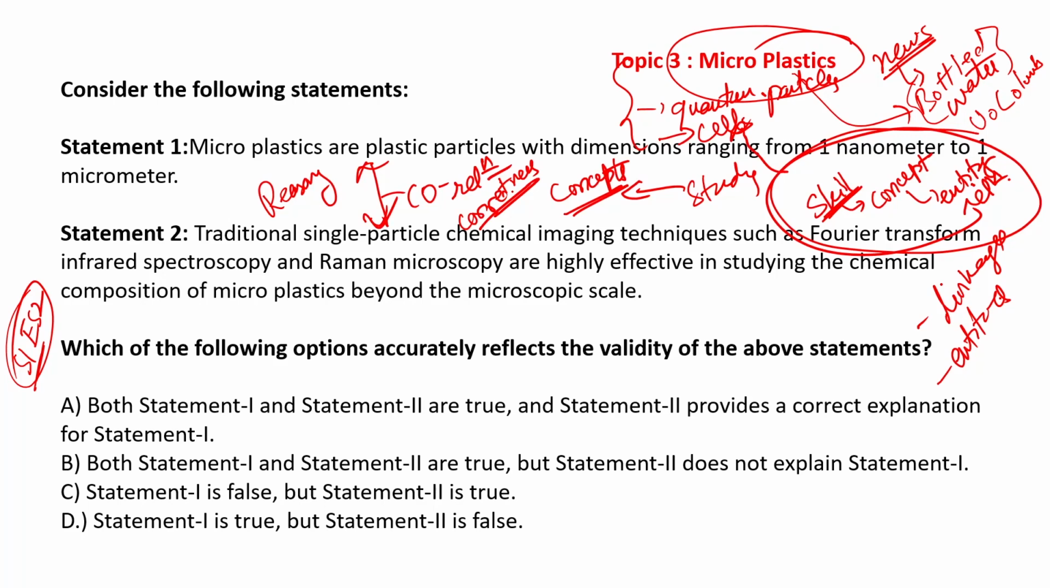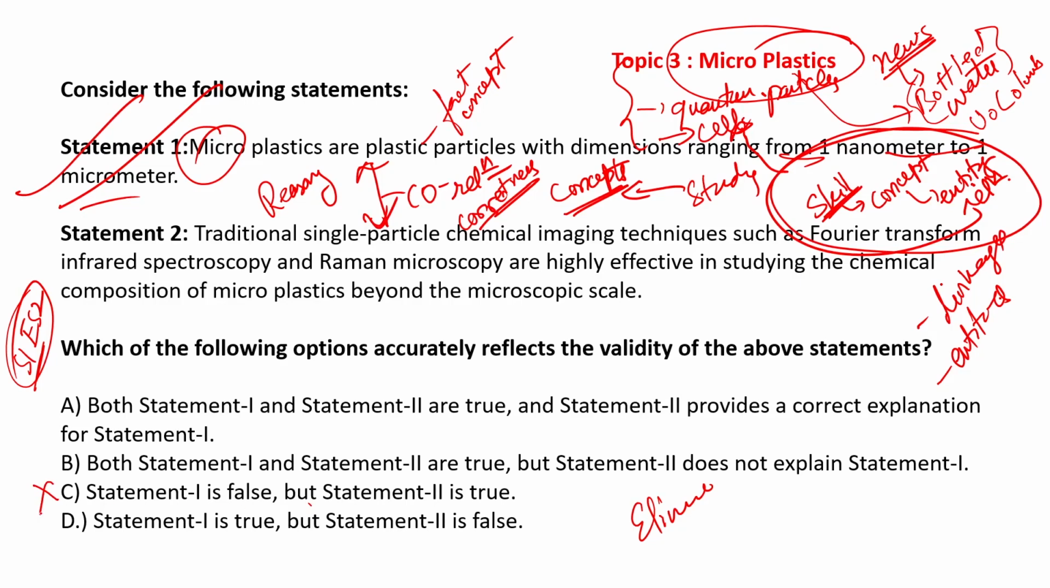Now, let us read the question. Statement 1: microplastics are plastic particles with dimensions ranging from 1 nanometer to 1 micrometer. So this is a fact, a concept. When you deal with micro, what is the dimension? So this is correct. Statement 2, traditional. So when we have statement 1 as correct, now you can use the elimination. Where statement 1 is false, you can rule out option C.